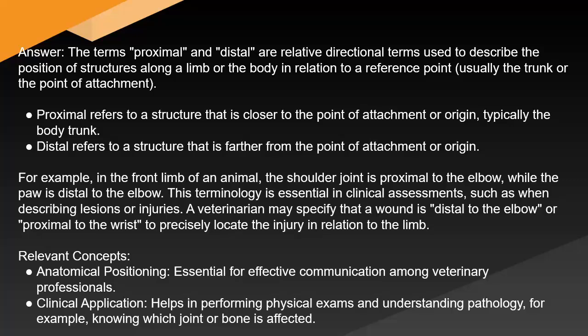A veterinarian may specify that a wound is distal to the elbow or proximal to the wrist to precisely locate the injury in relation to the limb. Relevant concepts: anatomical positioning, essential for effective communication among veterinary professionals. Clinical application: helps in performing physical exams and understanding pathology, for example, knowing which joint or bone is affected.